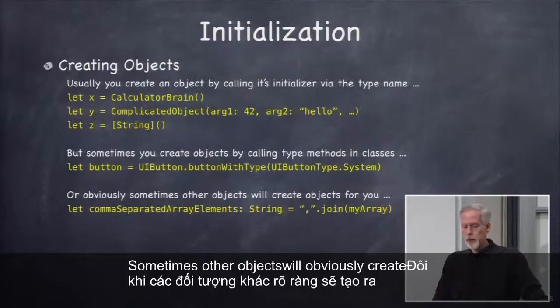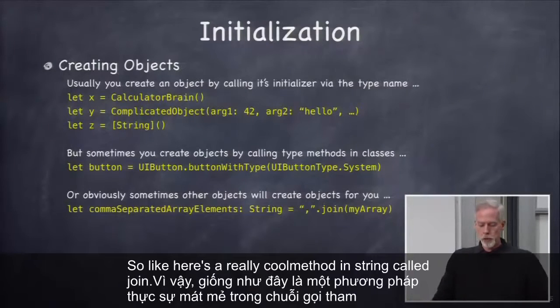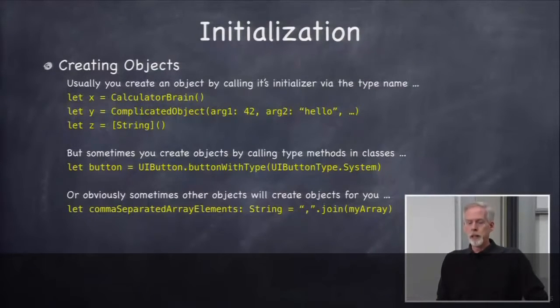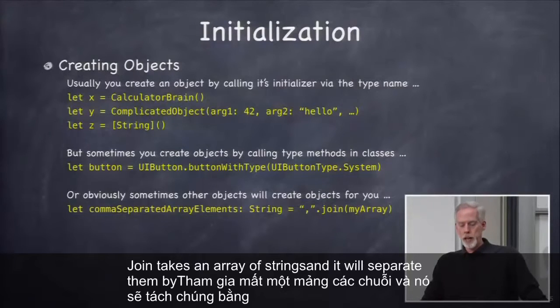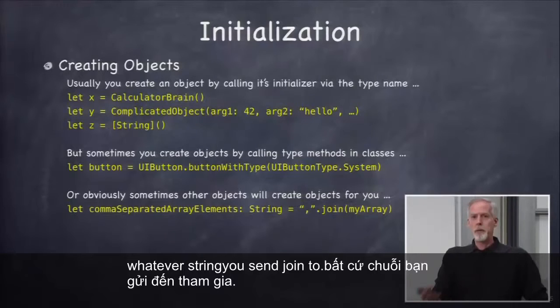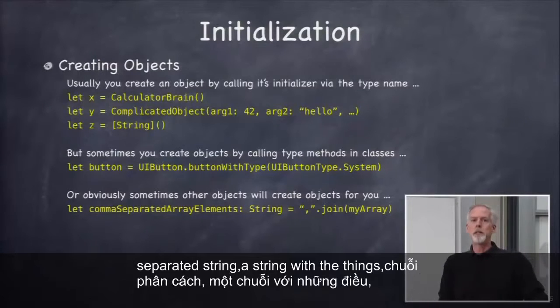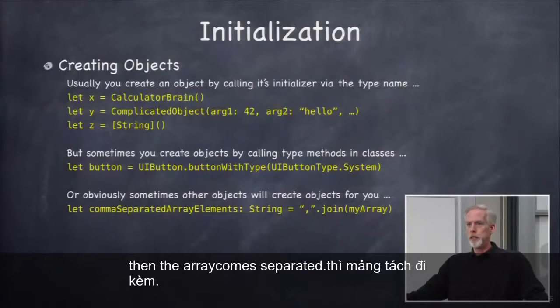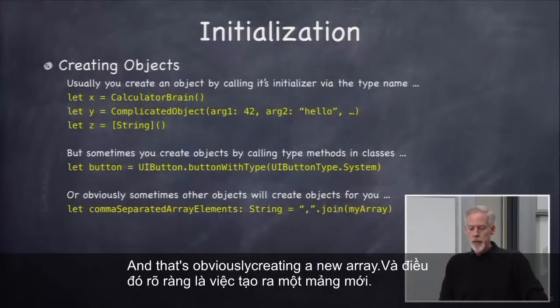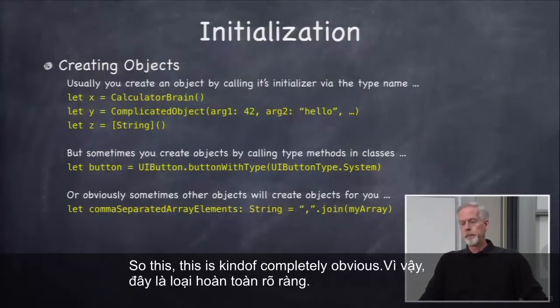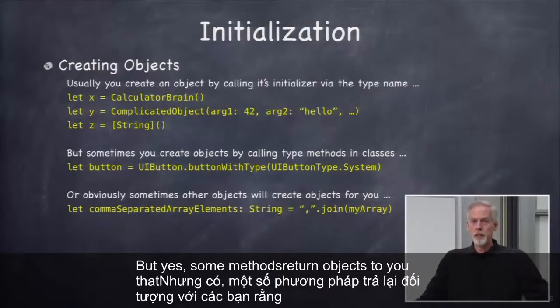Sometimes other objects will obviously create objects for you. So like here's a really cool method in String called join. Join takes an array of strings and it will separate them by whatever string you send join to. So comma dot join of an array will give you a comma separated string, a string with the things in the array comma separated. And that's obviously creating a new string. So this is kind of completely obvious, but yes, some methods return objects to you that were created.